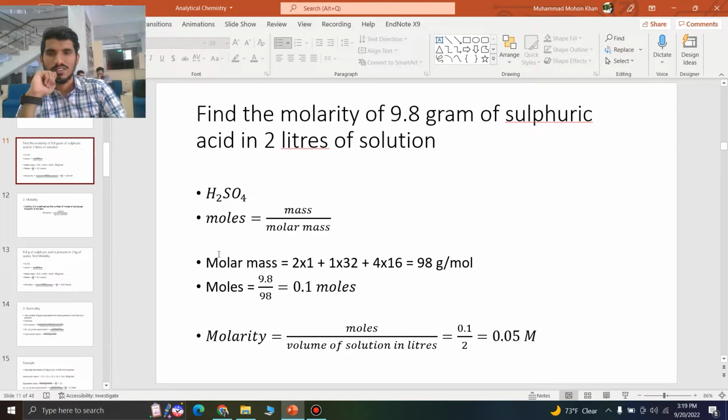So now this is our molar mass, and the moles can be found by dividing the mass by the molar mass. So mass is 9.8 gram, that has been given in the question, and 98 gram per mole is the molar mass. So 9.8 divided by 98 will give me 0.1 moles. So molarity will be equal to moles divided by volume of solution in liters. The answer to the moles is 0.1 moles, and the volume of solution in liters is 2. So 0.1 divided by 2 will give out 0.05 molar. So that's an example of the molarity.